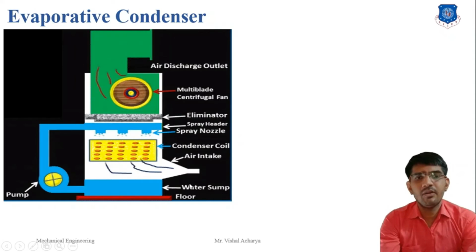In an evaporative condenser, here is the air intake, here the condenser coil, here the water spray, and here water is delivered by the pump to the spray. Here is the eliminator and the centrifugal blower, and here the air discharge. So here the air inlet is for the maintenance of the vacuum.